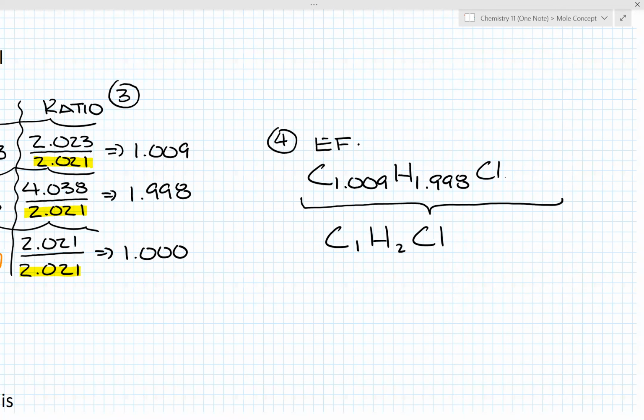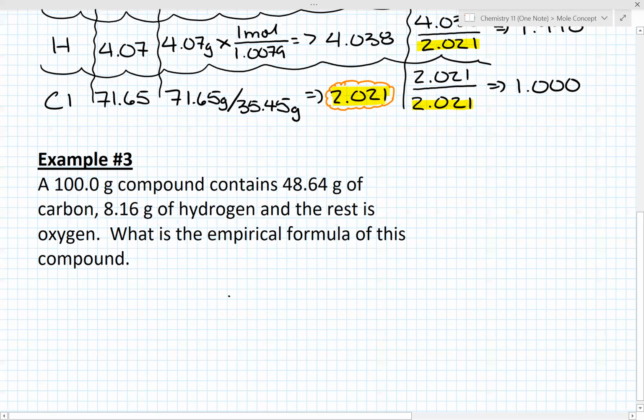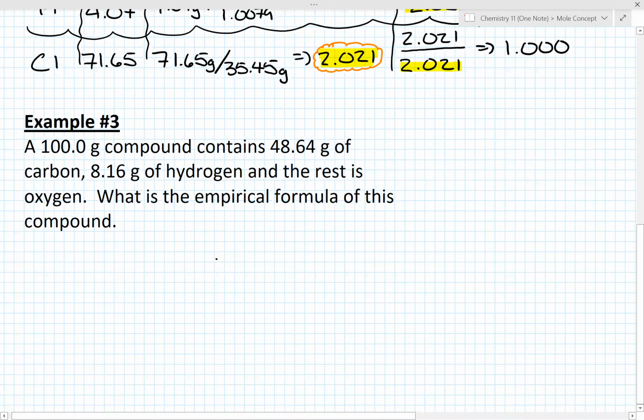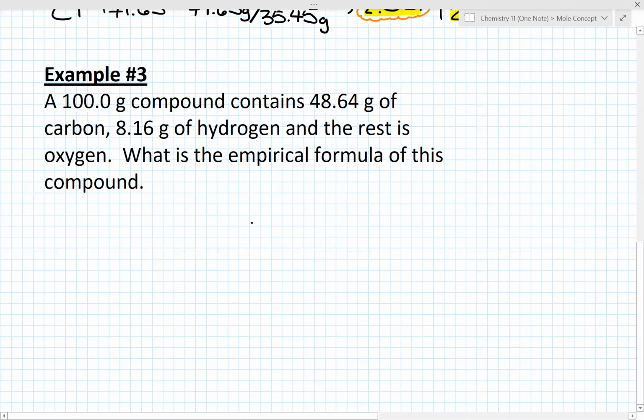All right, ladies and gentlemen. So take a look at this, and then you notice I'm following the 4 steps. Now, what I want to do is try the last example here. It says a 100-gram compound contains 48.64 grams of carbon, 8.16 grams of hydrogen, and the rest is oxygen. What is the empirical formula?